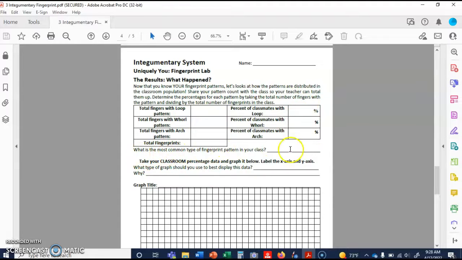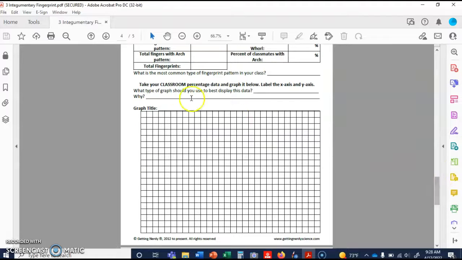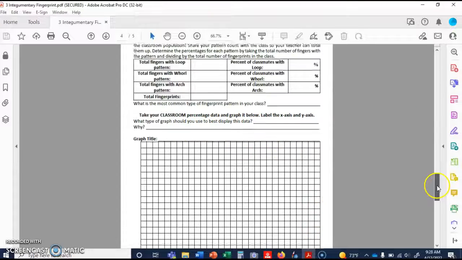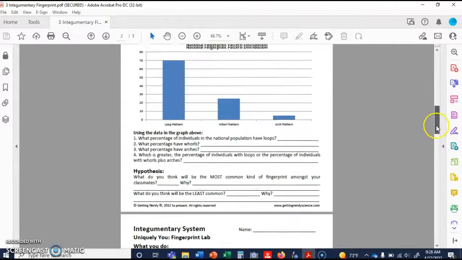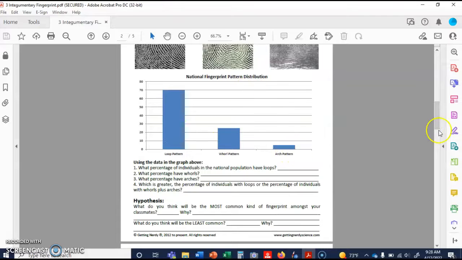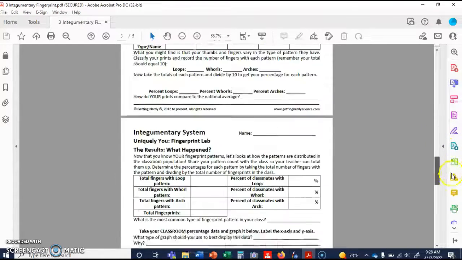You'll answer what is the most common fingerprint type in your class. And then it says take your classroom percentage data and graph it. You are going to graph this data right here, very much the same way as this graph. So it's going to be a bar graph with three bars.